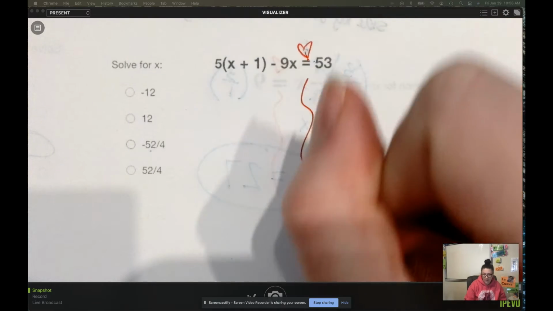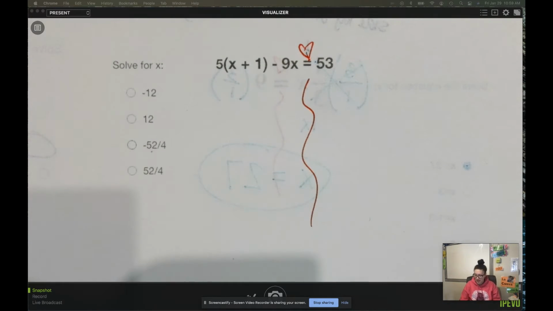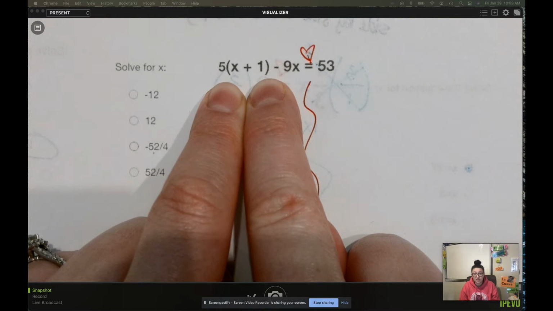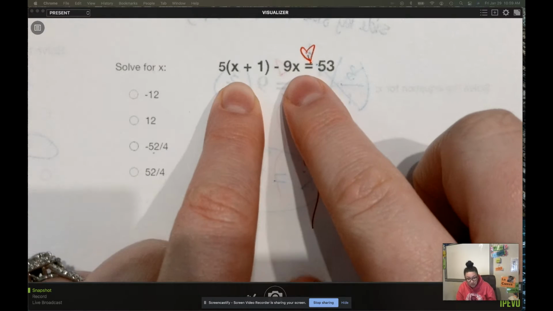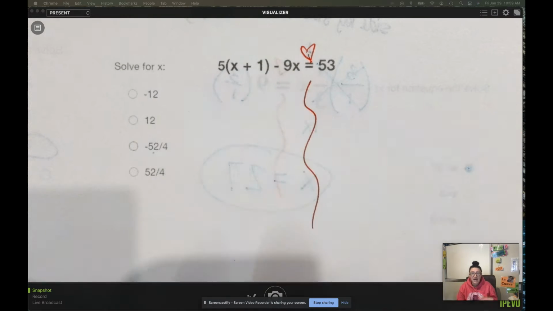Again, don't worry about my writing from the other problem in the background. Sorry about that. Again, we're solving for our variable. We're solving for x. This one I see I have parentheses for the distributive property, and I have multiple variables, multiple integers. I'm going to need to combine like terms, and I'm going to need to do the distributive property.